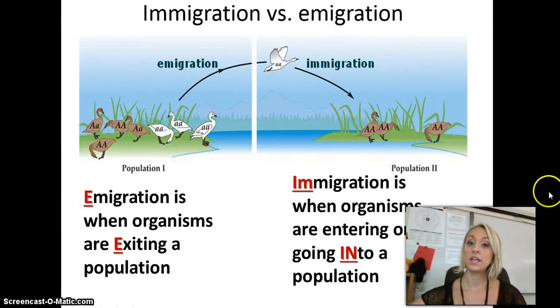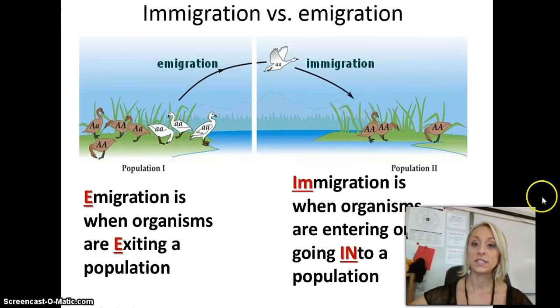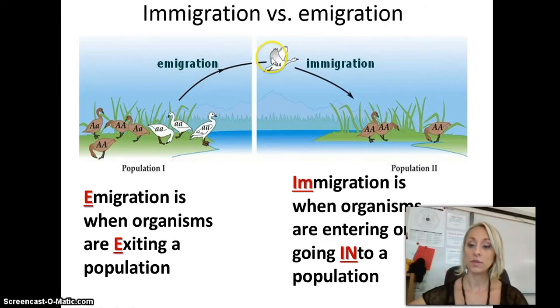The difference between immigration and emigration. If we take a look at this picture, we see that emigration, the geese are flying out of the population, or they're exiting the population, whereas immigration is when they are going into or entering the population. So emigration is when species exit a population. Immigration is when species enter a population.